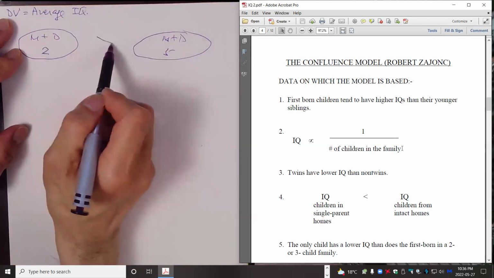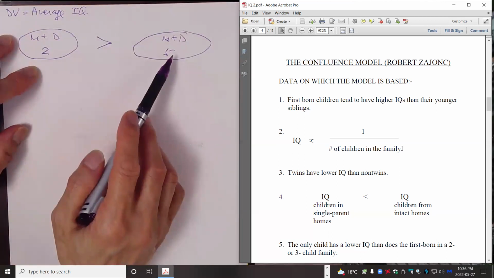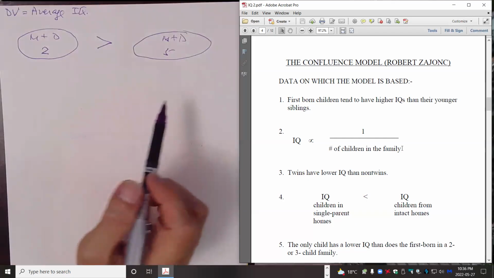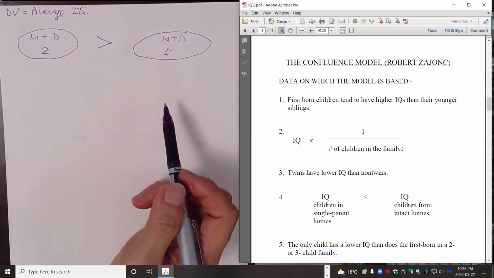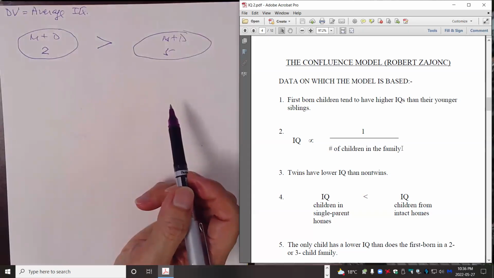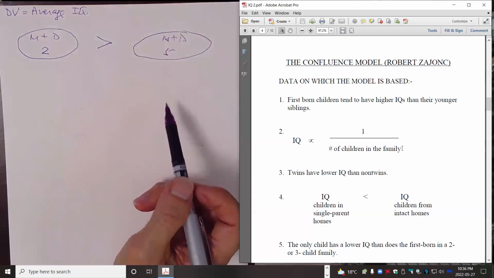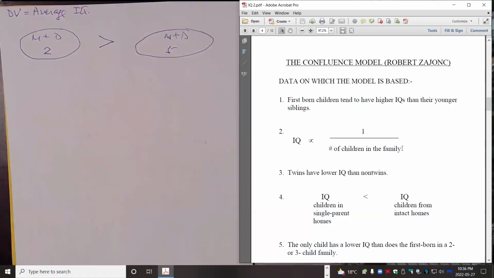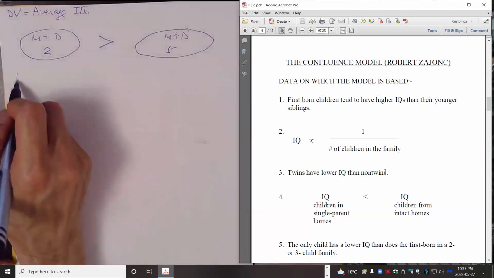is significantly larger than this. So the larger the family, the lower will be the average IQ of the family. All right, so this is very true. Now, twins have lower IQ than non-twins. Why? Take a look at the finding.